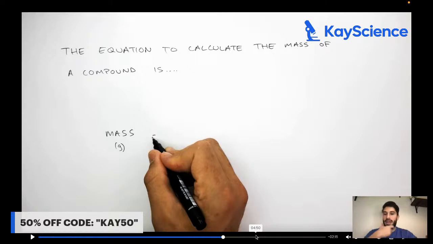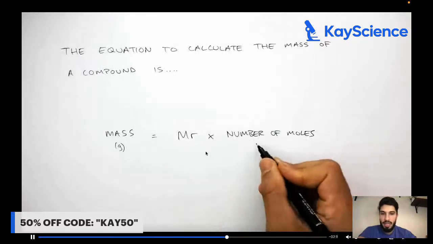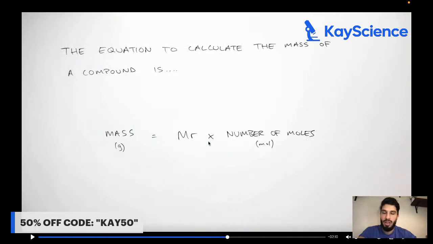So I want to move on now. That's how we do it. And again, we can use this equation to calculate mass. Let's go back a step. So mass equals MR times moles. Again, this is too easy. I want to move on to the proper stuff now. So this would be a 2-mark question in the exam. And more often than not, you're going to only get this if you're doing a foundation paper.